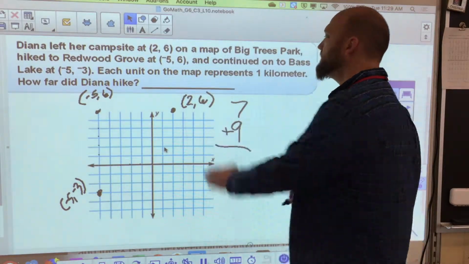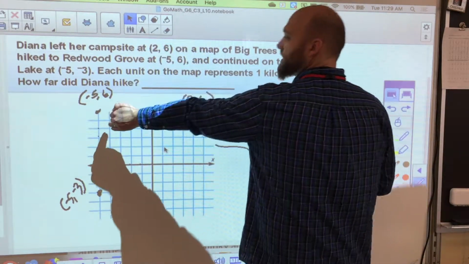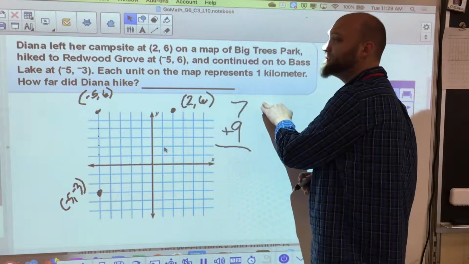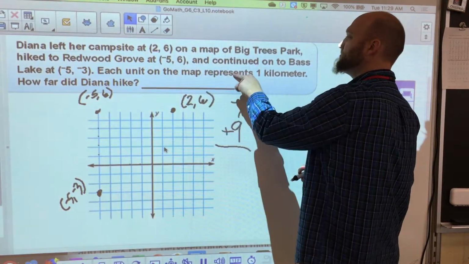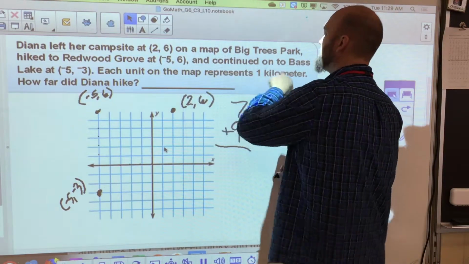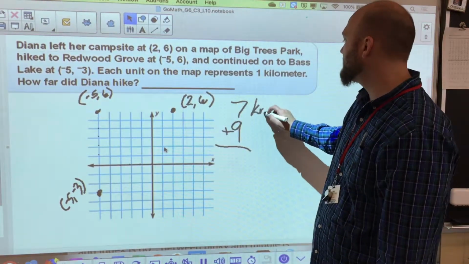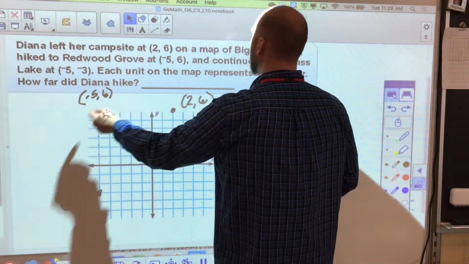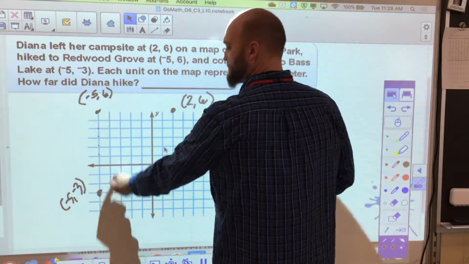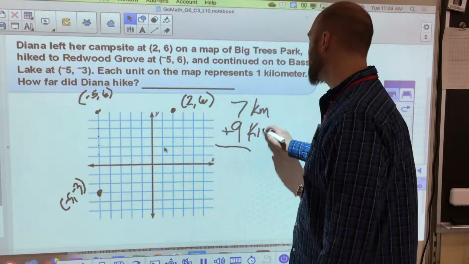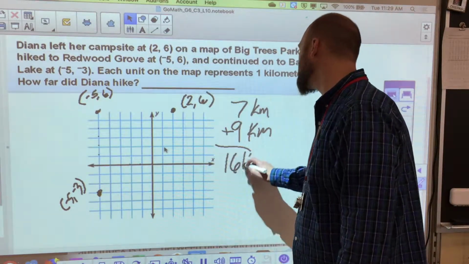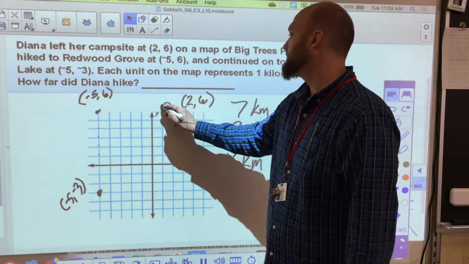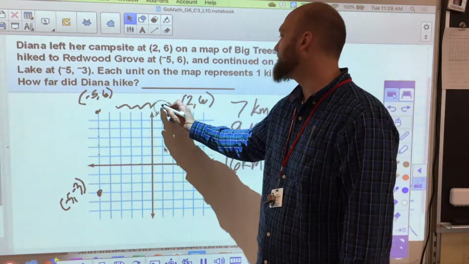So all total, she moved from her campsite to Redwood Grove. That was 7 spaces, right? Each unit on the map represents 1 kilometer, so that's 7 kilometers. And then she went from Redwood Grove down to Bass Lake, which we counted at 9 kilometers. So all total, she moved 16 kilometers. I can count them out.